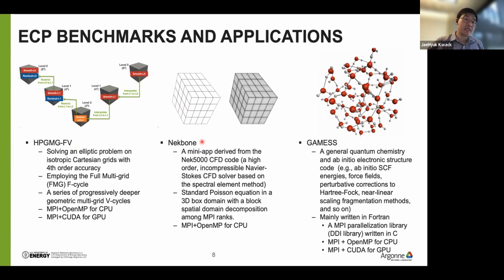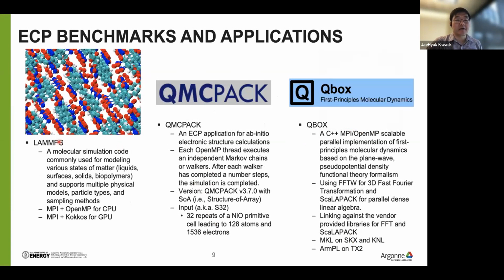Nekbone is another mini-app, from the Nek5000 CFD code. In the 2018 timeframe we didn't have GPU ports, so we just used MPI plus OpenMP for CPU benchmarking. GAMESS is an ECP application for quantum chemistry, and it has a lot of different complex algorithms. In this study, we use MPI plus OpenMP for CPU and MPI plus CUDA for GPU evaluation. And LAMMPS is another ECP application, for molecular simulation. For CPU, we use MPI plus OpenMP, and for GPU, we use an MPI plus Kokkos implementation.